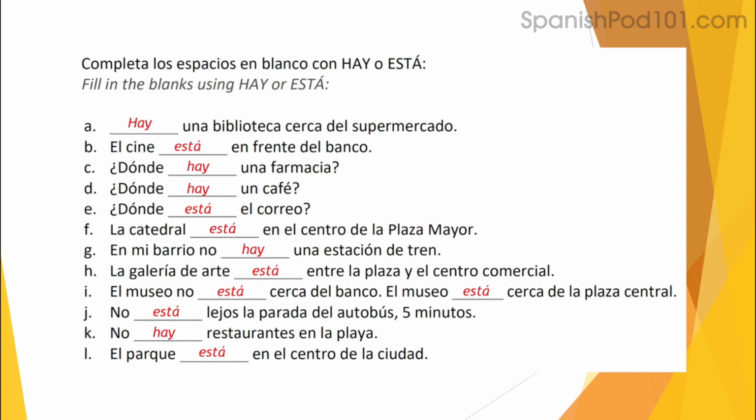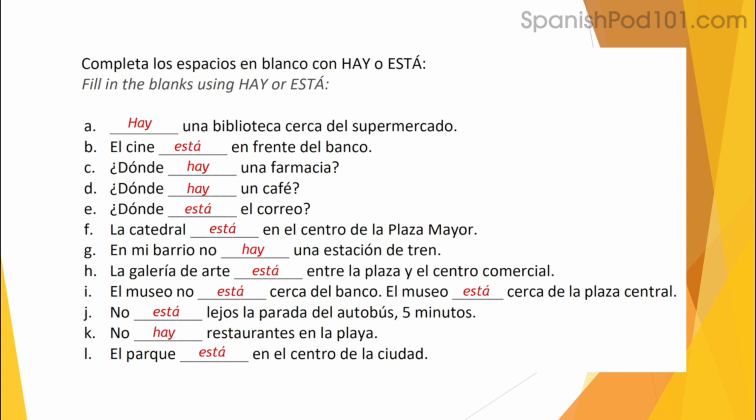Okay, vamos con las respuestas. Okay, let's have a look at the answers. Okay, so the first one, A, is hay una biblioteca cerca del supermercado. Did you get that right? Vamos con la segunda. El cine está enfrente del banco.